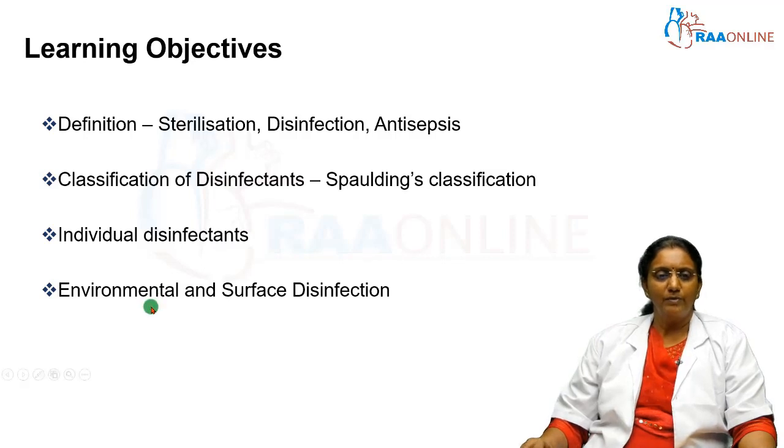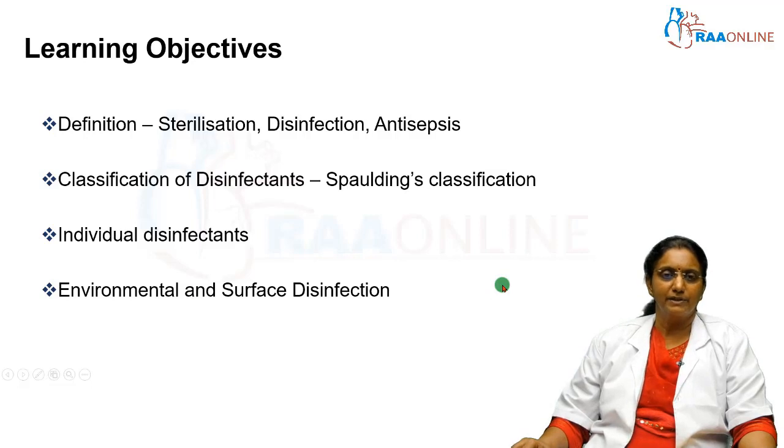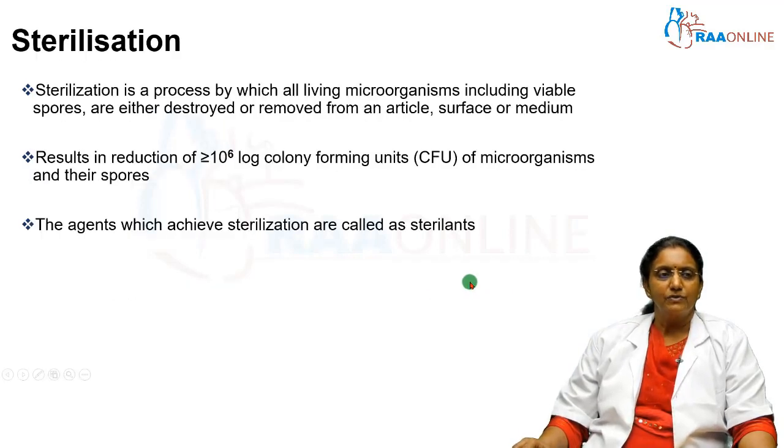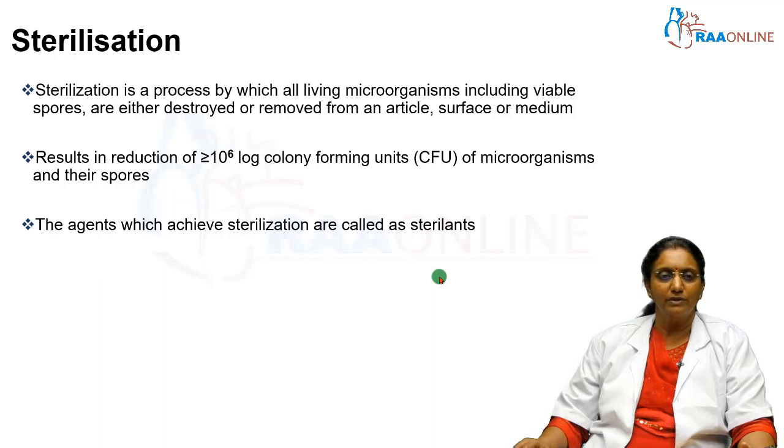Then we will also be talking about environmental and surface disinfection, including theatre disinfection, because that is an important part of the sterilization process. So when you say sterilization, it is a process by means of which all living organisms, whether a bacteria or a spore, any living organism, is removed from an article, a surface or a medium. So there is actually no organism at all on the surface. When you say that a surface is sterile, that means no microorganism is present on the surface.